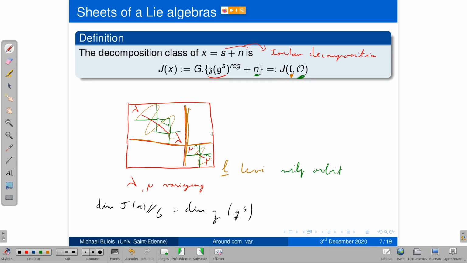One important thing is that we have only finitely many such choices up to conjugation of Levi and orbit. Something missing here is that O is an L nilpotent orbit in this Levi, where L is a group associated to small l. Okay, so now some classical results about decomposition classes.